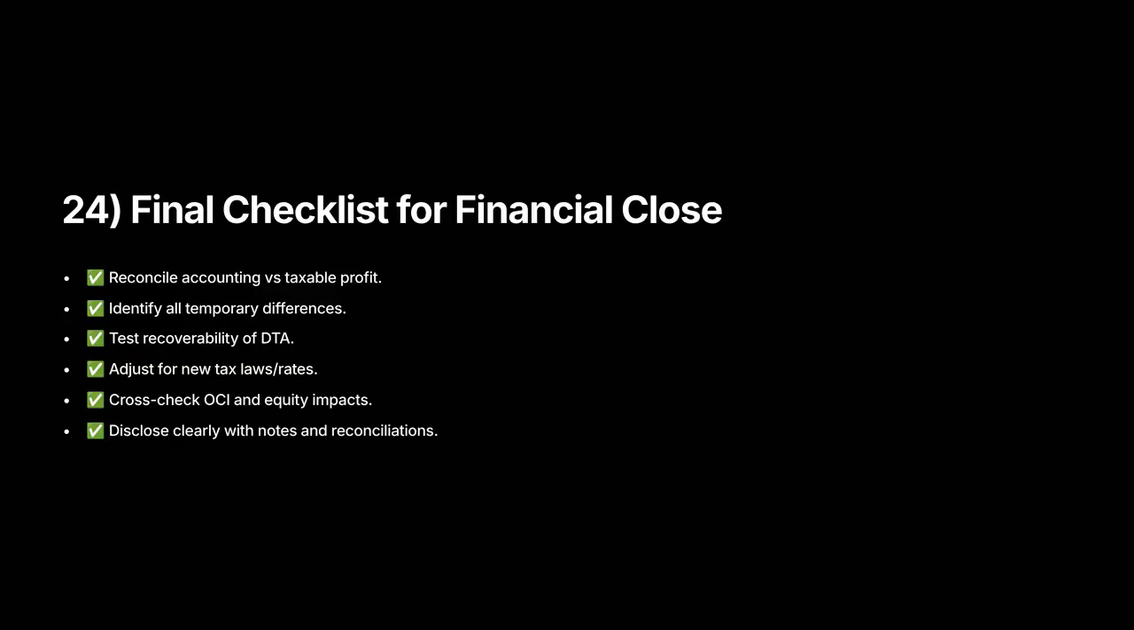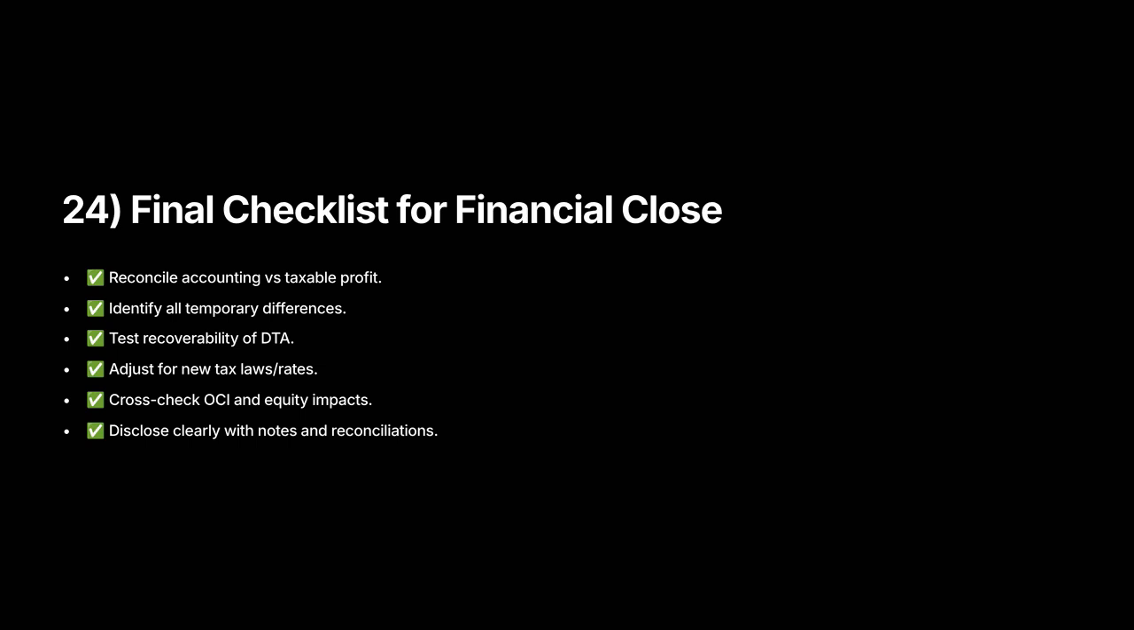Final checklist for financial close. Before you sign off the financials, run through this quick checklist. Reconcile accounting profit with taxable profit. Identify all temporary differences. Test the recoverability of every DTA. Recalculate for any new tax rates or amendments. Cross-check OCI and equity effects. And disclose everything clearly, with notes, reconciliations, and explanations. This checklist ensures compliance and transparency.